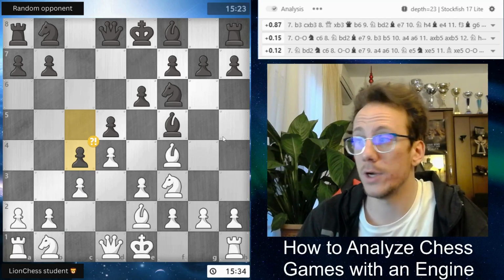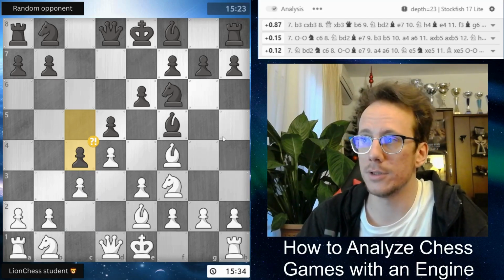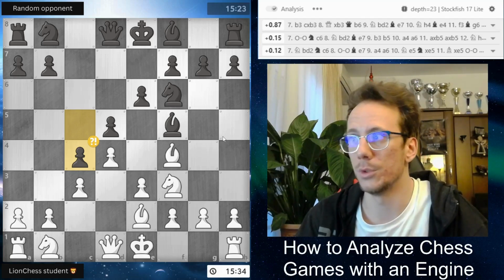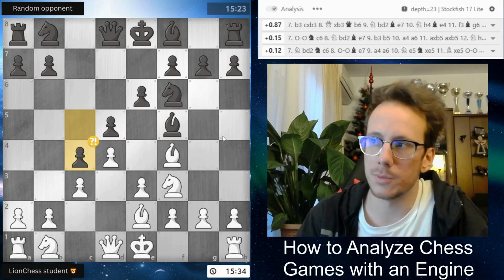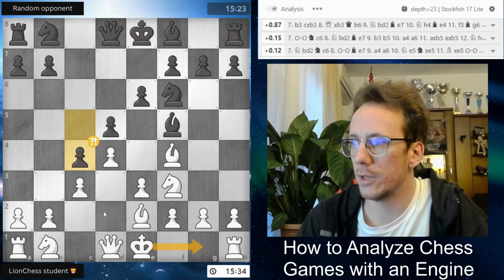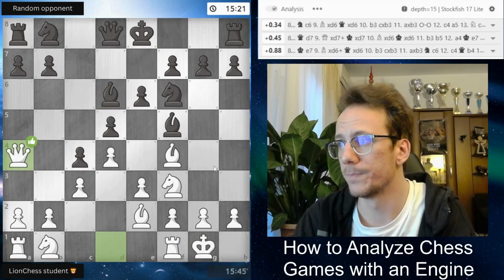A 500 rated game, or most games under 1000, are basically decided by blunders. Who will hang the least amount of pieces, who will blunder checkmate, something like this. Like very severe mistakes. This would be just a small mistake. So white just develops and we have a game. Let's see how it continues.